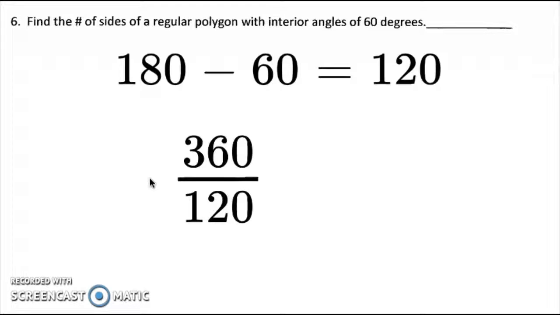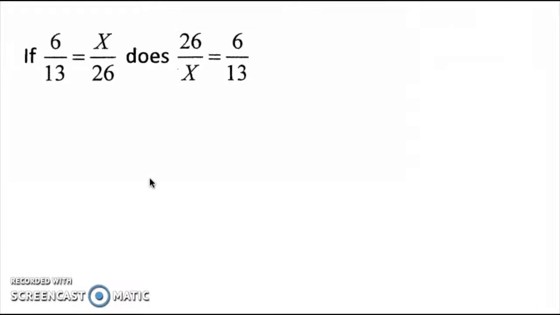So now we just divide 360 by 120, and we get 3. So for number 6, the number of sides is going to be 3, so it is a triangle. Remember, regular polygon means all the sides are the same. We know that an equilateral triangle has 3 angles of 60 degrees. And that is number 6.